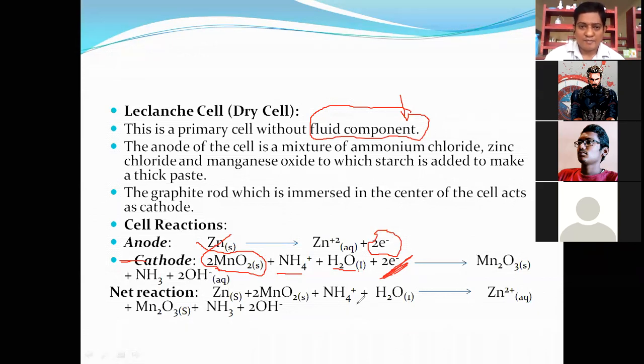Now what happens? The net reaction will be like this: Zn solid plus MnO2 plus NH4+ plus H2O. Okay, total reaction. In the total reaction, Zn is known to be the anode, MnO2 powder is known to be the cathode, the electrolyte is NH4+, and H2O is in the liquid state, L. Then what happened? Zn is oxidized.